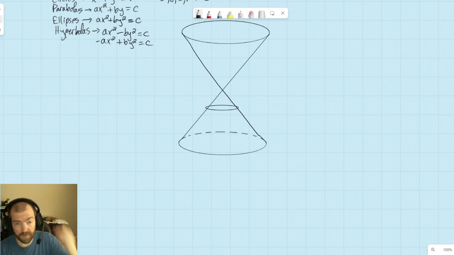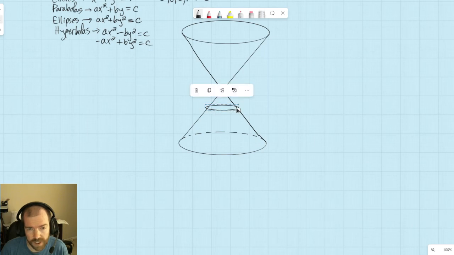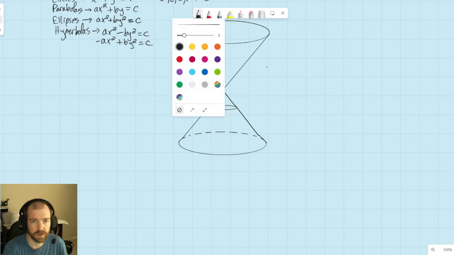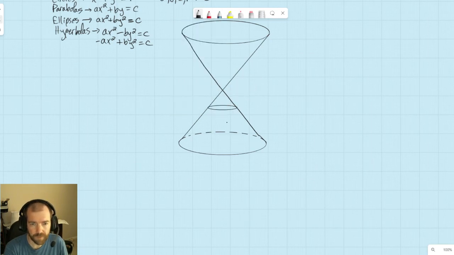So yeah, if you take your right cylindrical cone and you slice just straight across it, you end up getting, it looks like an ellipse from this side, but again, it's going to be a circle if you're looking at it top down.